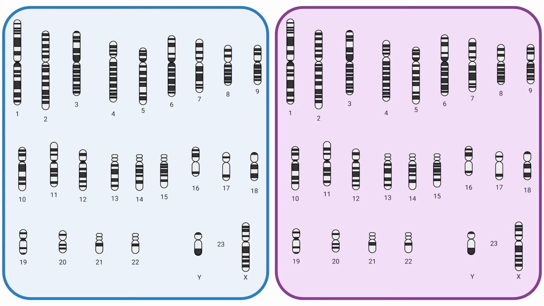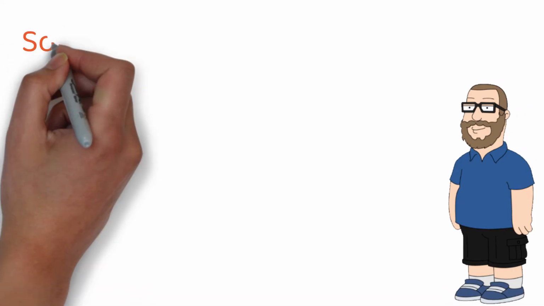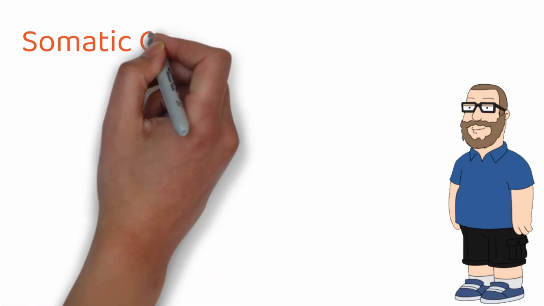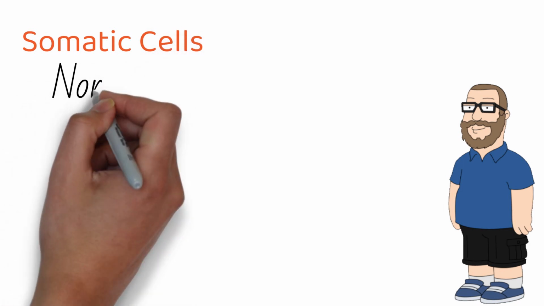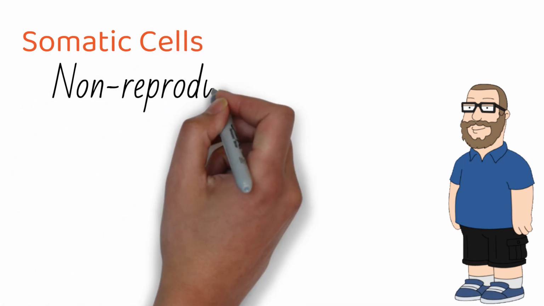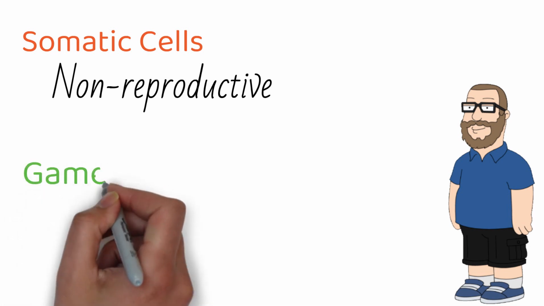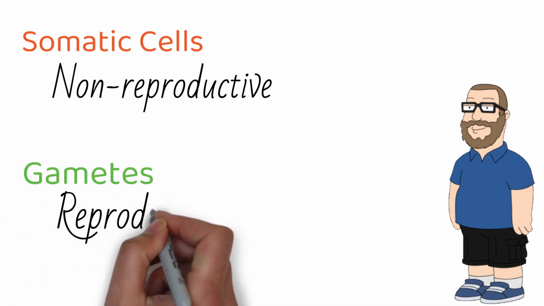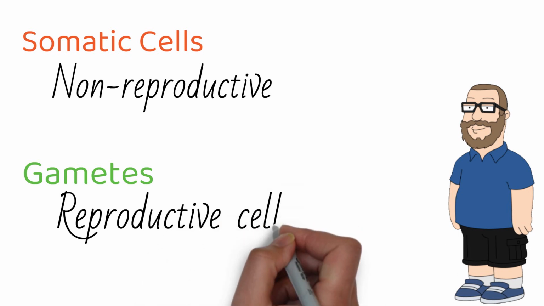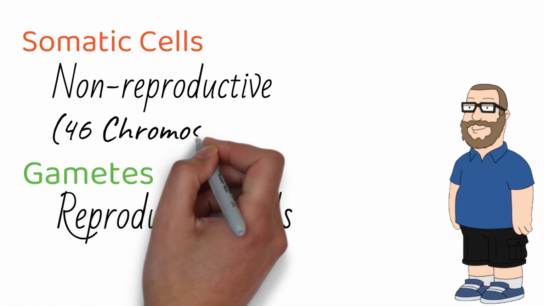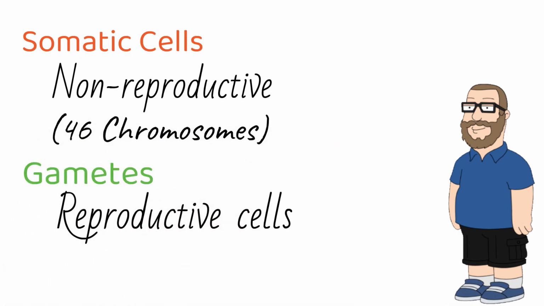Humans have two pairs of 23 chromosomes in each of our somatic cells. Somatic cells refers to non-reproductive cells. Basically, any cell in your body that isn't a sperm or an egg cell is a somatic cell. Sperm and egg cells are called gametes. Gametes are haploid cells, which means that they only have half the chromosomes of somatic cells. In humans, that number is 23.